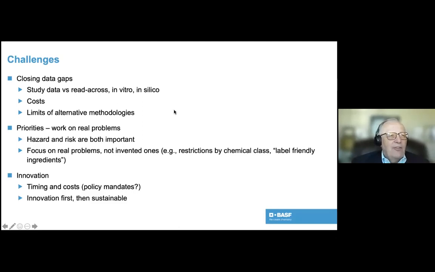Priorities. I think this is a major issue. It's like, what are we going to work on? One of the speakers on Monday talked about hazard and risk assessment. I think both are important. And sometimes I think we have to really understand the risk to help us prioritize what are the things that are most important to work on. And then I call this working on real problems and not just invented ones.